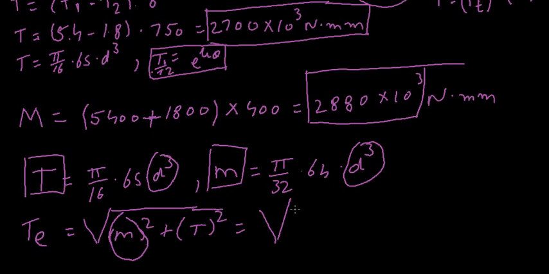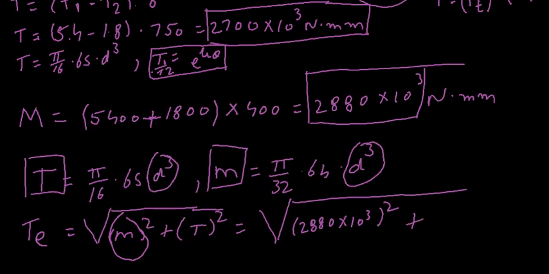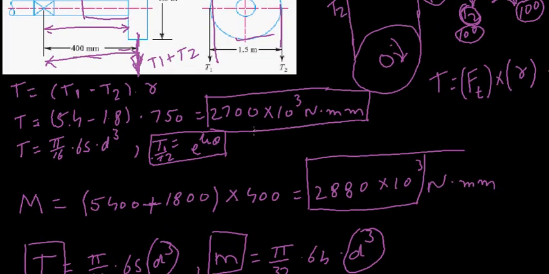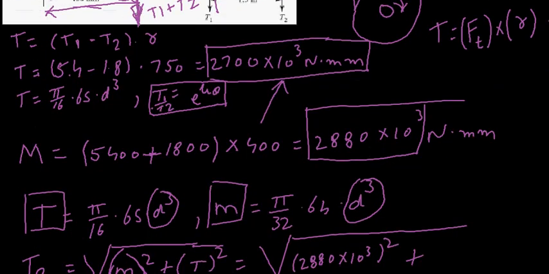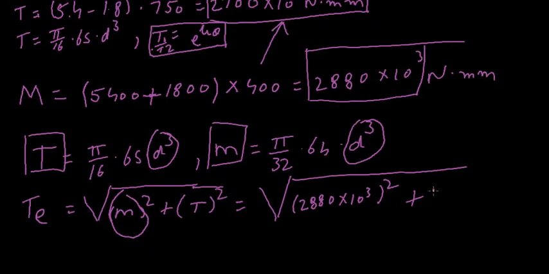So it is under root of 2880 into 10 raised to 3 का square. Now what is our torque? वो भी अपन ने calculate किया है. So the torque which is acting in the shaft is this value. So it's 277 into 10 raised to 3 उसका square.